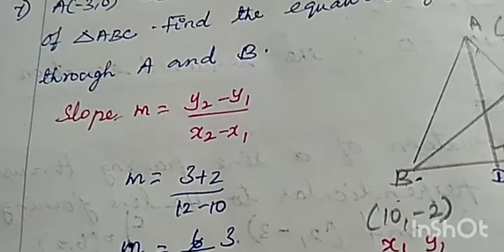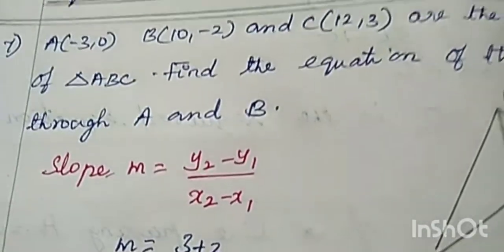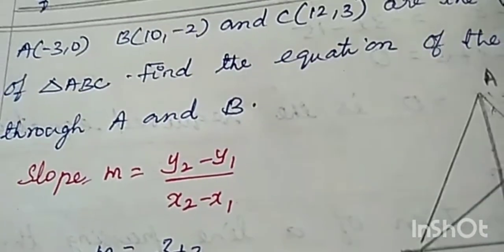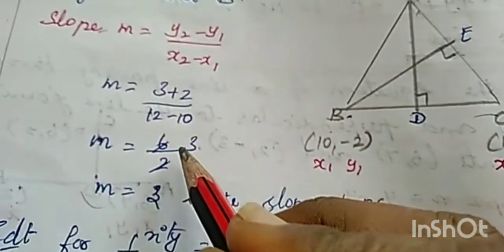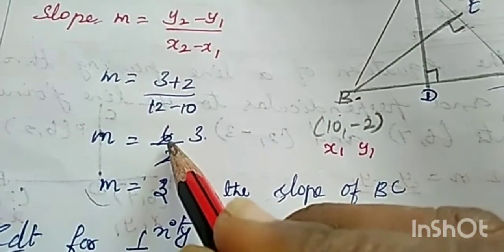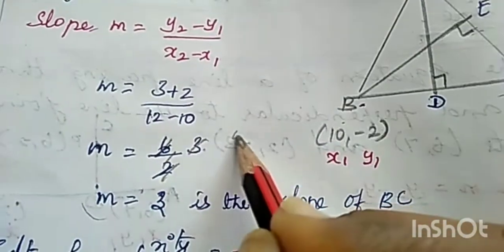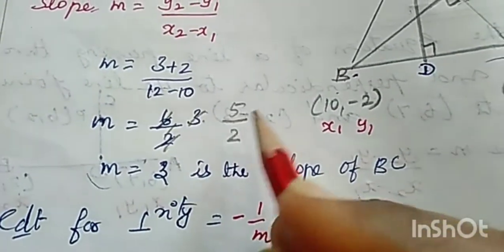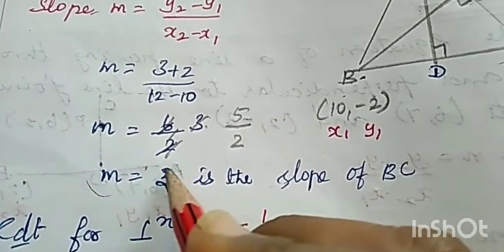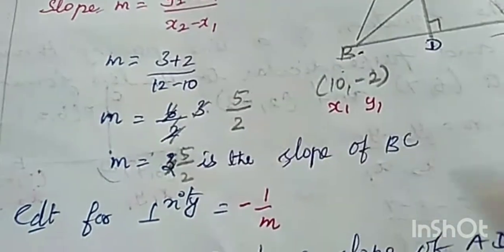Hari Om. Children, there is a small change in sum number 7. I have made some mistakes and I will correct them now. 3 plus 2 is 5, but I have written 6 here. So the slope itself is wrong. I will get 5 divided by 12 minus 10, which is 2. The slope is 5 by 2.